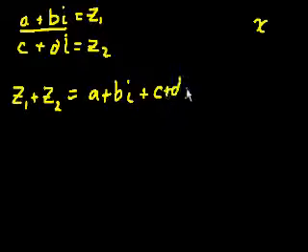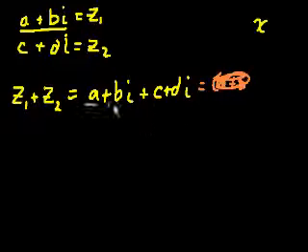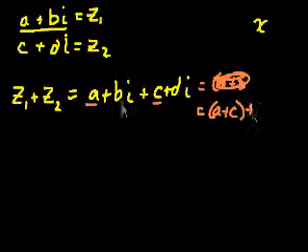Let me switch colors, it's getting monotonous. So when you add two complex numbers, all you do is add the real parts to each other and add the complex parts to each other. So that equals a plus b. Oh, sorry, no, the real parts. So it's a and c. Those are the real parts. So that equals a plus c plus, and then you add the imaginary parts, b plus d i.